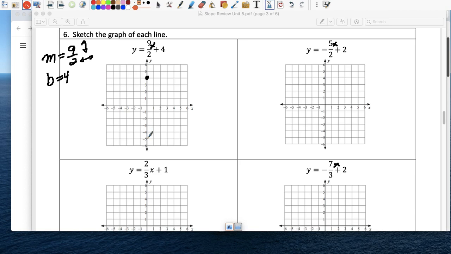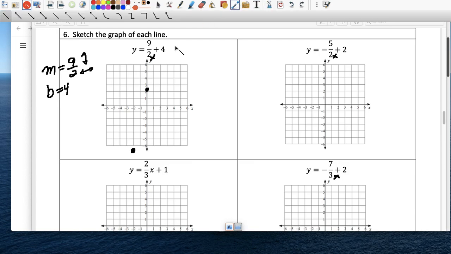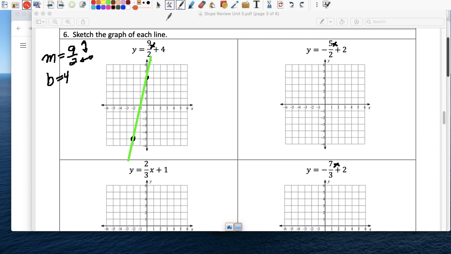And then I'm going to go left. Not left 4, left 2. Why do I go left? Because when I connect these two dots, it has to go up from left to right because it's a positive slope. So give it a name, y equals 9 over 2x plus 4.